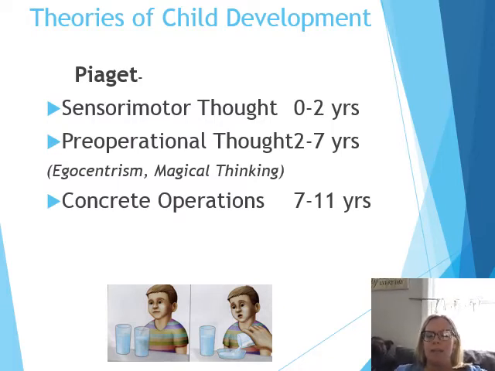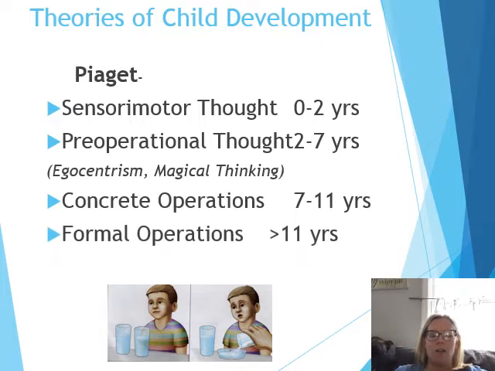And then lastly is our formal operations, which is over 11 years. This is where they start to think introspectively. They're capable of dealing with ideas. They're capable of dealing with abstract concepts and can understand jokes with double meaning.